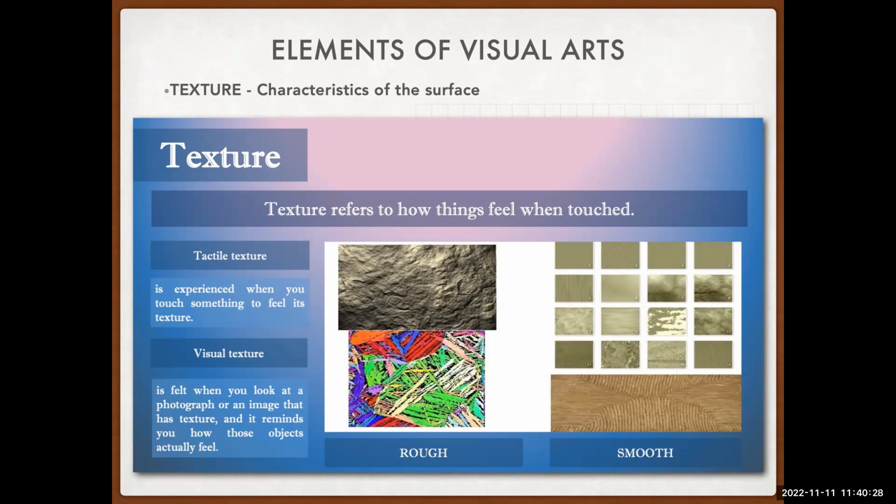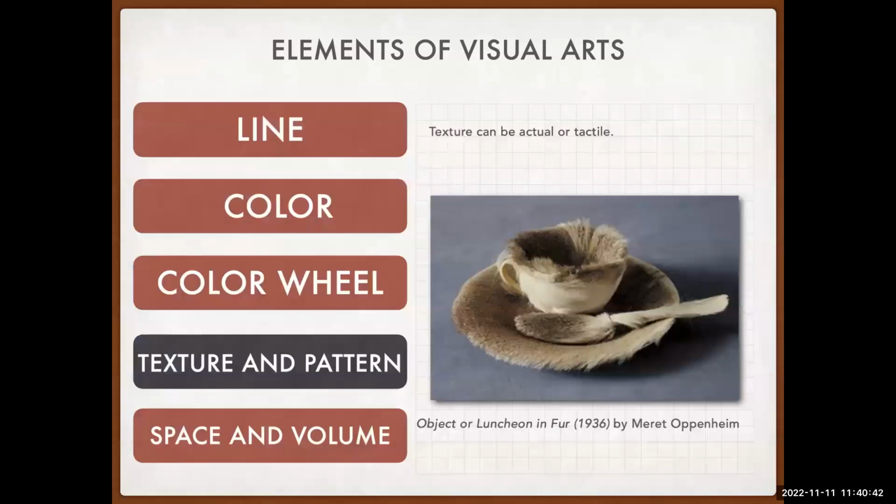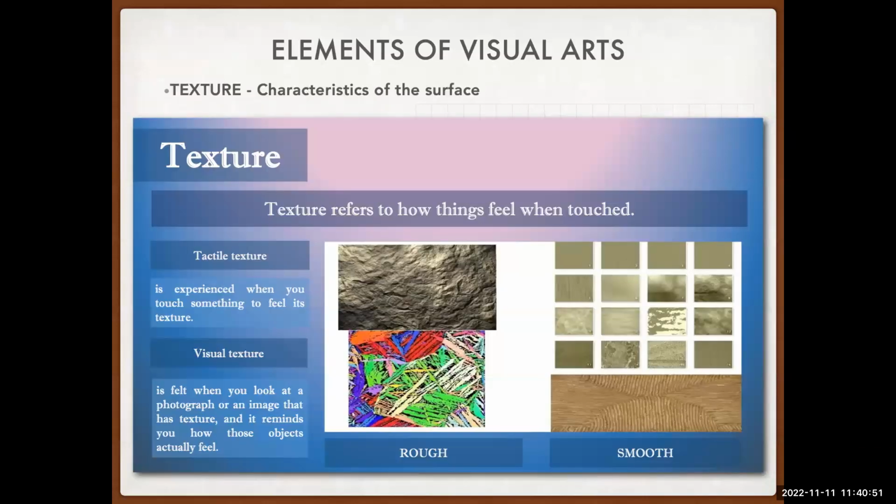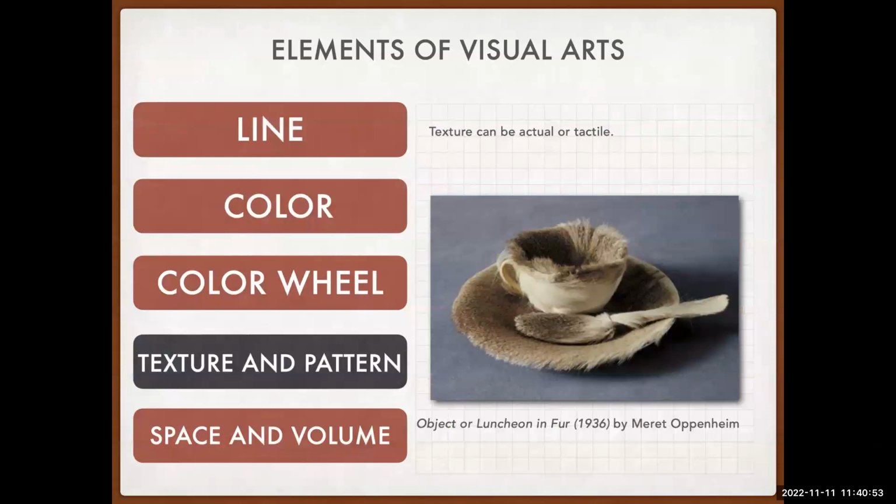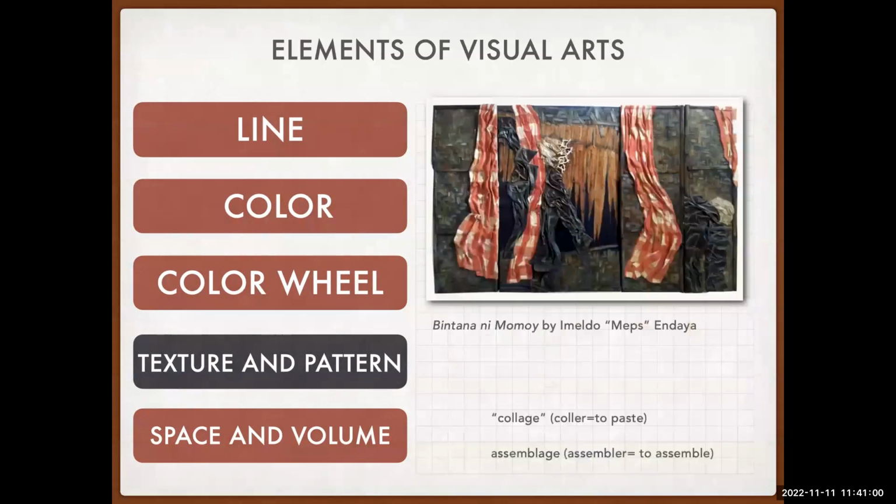Tactile is when you actually touch it, while visual is when you look at a photograph or an image that has texture. Hence, it gives you the reminder of how those objects actually feel. Okay, so we have texture and pattern. Therefore, if we're going to look at it and explain it further, texture can be actual or tactile, or visual. Say, for example, this is Object, or Luncheon in Fur, in 1936 by Meret Oppenheim.